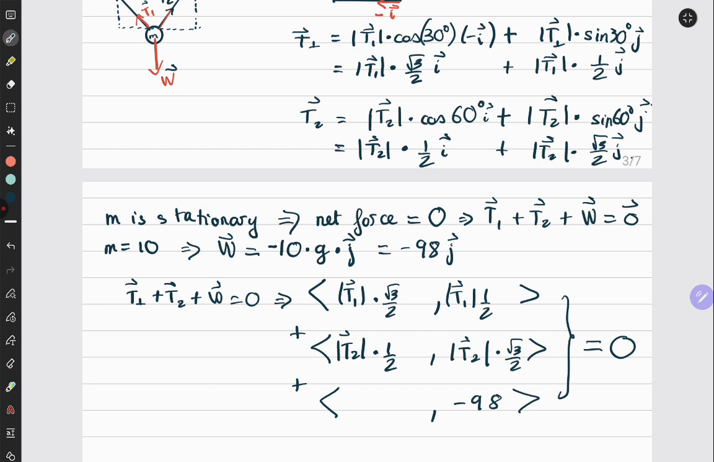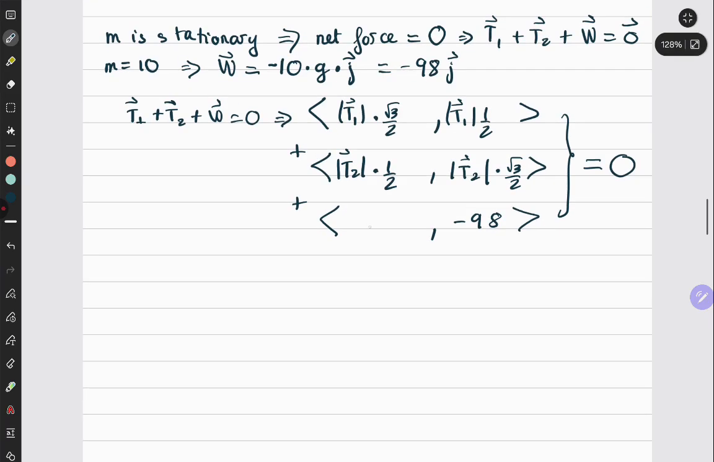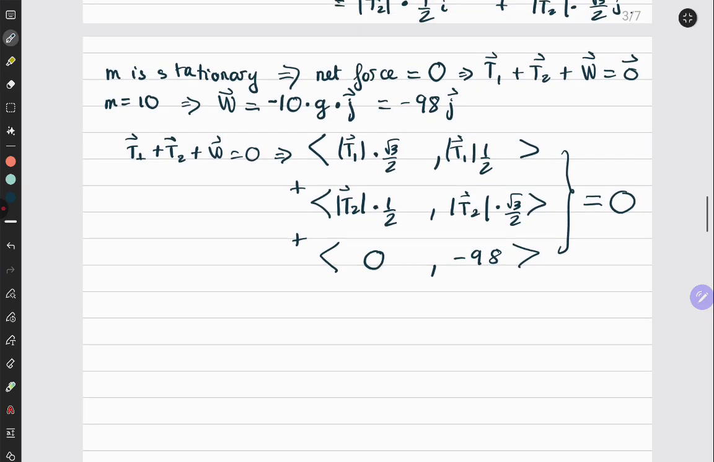So you add them up: T1, T2, W, the weight. What do you think? 0. Correct. And that equals 0. So now you literally have the equations to solve for T1 and T2. But tell me, how do you rearrange this so that you can solve for T1 and T2?